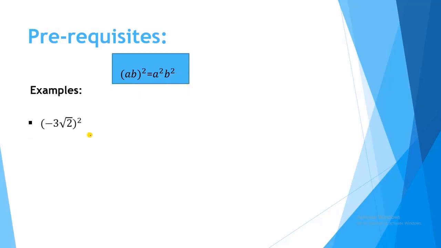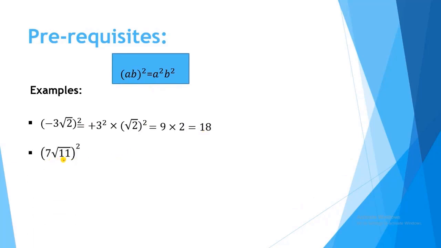Examples. (Minus 3 radical 2) squared equals, when we have a minus sign raised to an even power, it becomes plus, and the square of 3 times the square of radical 2. So 3 squared is 9, times radical 2 squared gives 2. The result is 18, according to this rule.